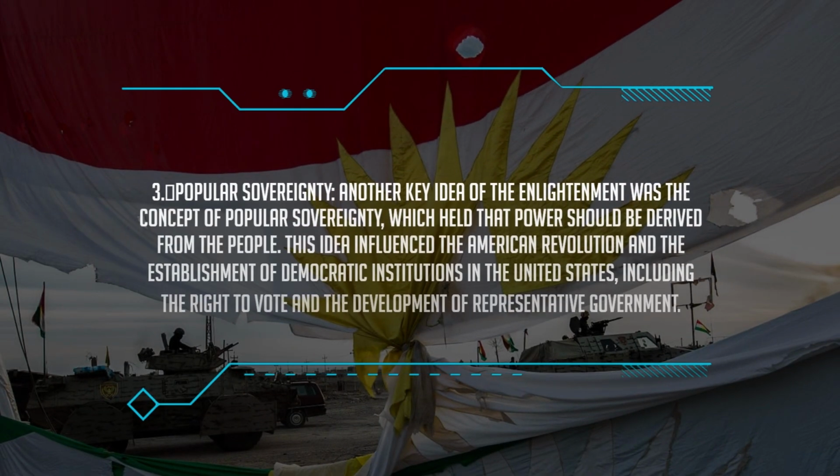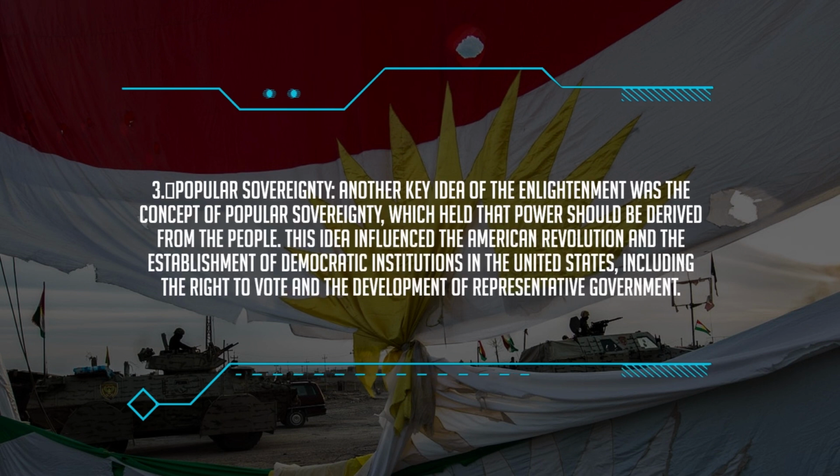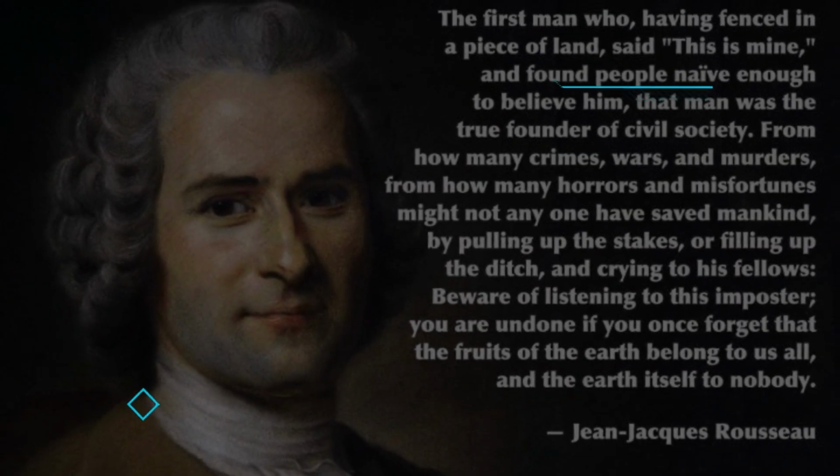3. Popular sovereignty. Another key idea of the Enlightenment was the concept of popular sovereignty, which held that power should be derived from the people. This idea influenced the American Revolution and the establishment of democratic institutions in the United States, including the right to vote and the development of representative government.